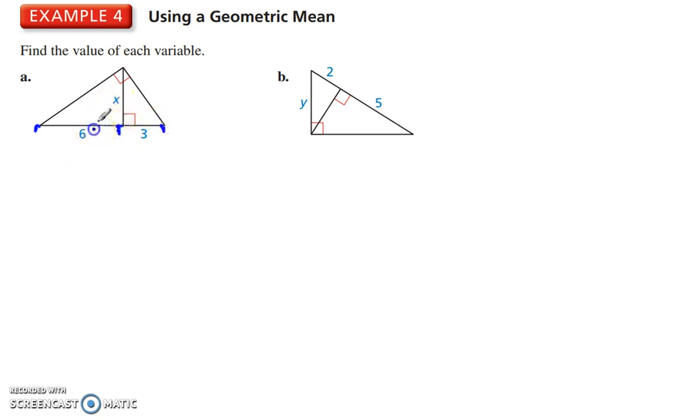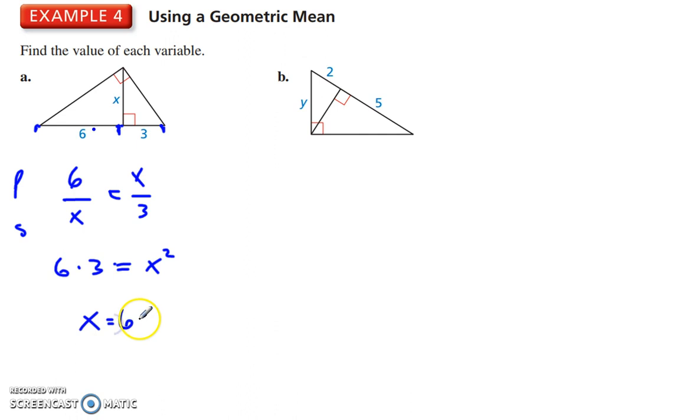Okay, and then 6, longer, I'm going to just make a note, long, short. Longer on top, shorter on bottom, so that's 6 to x, and then is equal to, longer here is x to 3. Cross multiply, we get 6 times 3 is equal to x squared. Therefore, x is the square root of 6 times 3. Now, 6 is also 2 times 3. So 2 times 3 times 3, and there's a perfect square. So x is 3 radical 2.